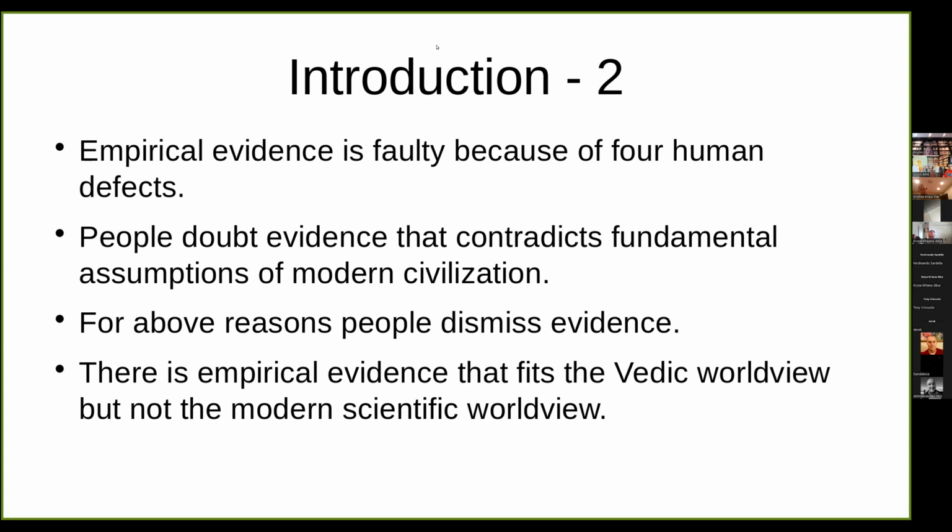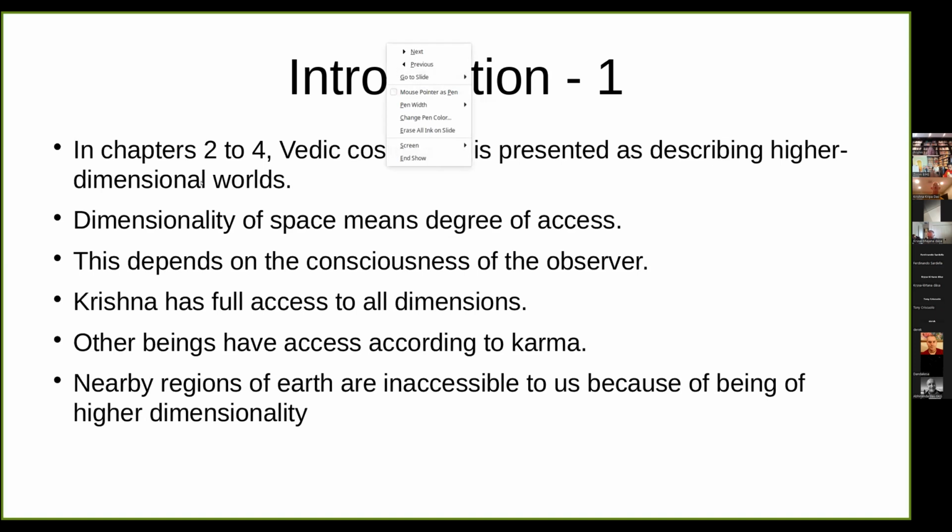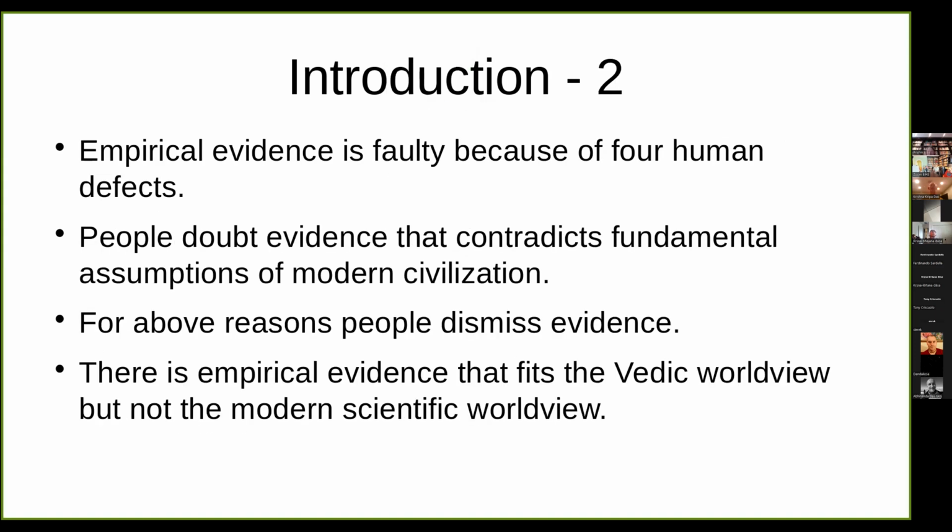Then he talks about how empirical evidence is faulty because of the four human defects. Usually I can only remember three of them. Let's see. There's imperfect senses, the tendency to make mistakes, the cheating propensity, and what's the other one? Imperfect senses, making mistakes. Oh, being illusioned is the other one.